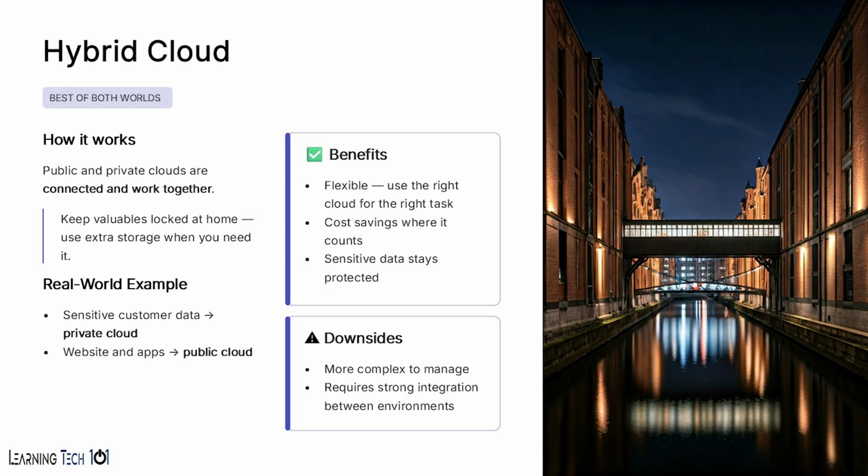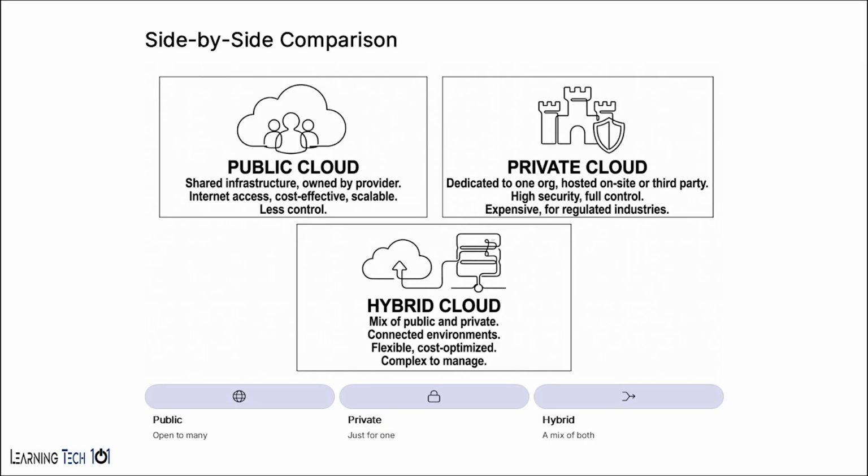Now, the benefit: flexibility, cost saving, better control over sensitive data. Downsides: more complex to manage, requires good integration between environments. So let's simplify everything. Public cloud: shared, scalable, cost effective. Private cloud: dedicated, secure, more control. Hybrid cloud: best of both worlds, but more complex. Quick memory trick: public, open to many; private, just for one; hybrid, a mix of both.